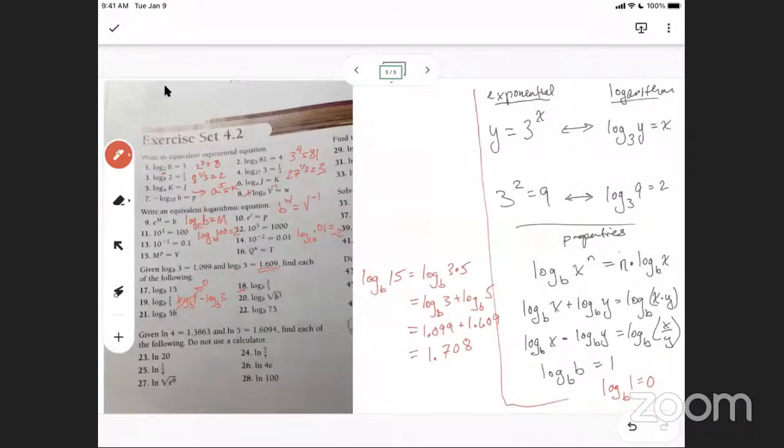So let's do number 20. Remember the square root is like the 1/2 power, right? So this is like saying the log base b of b to the 3/2 power.